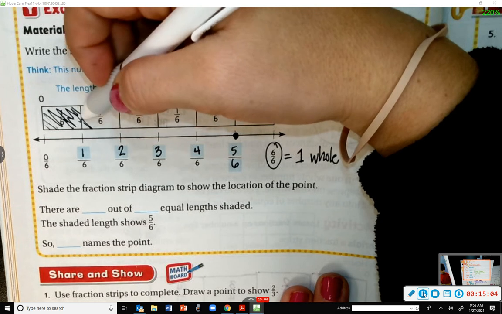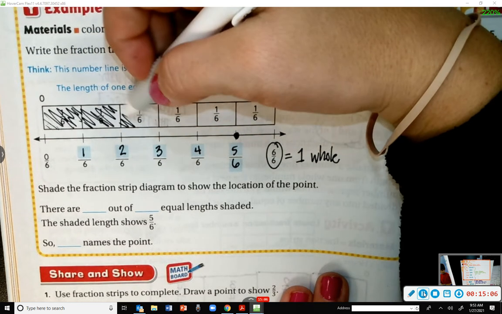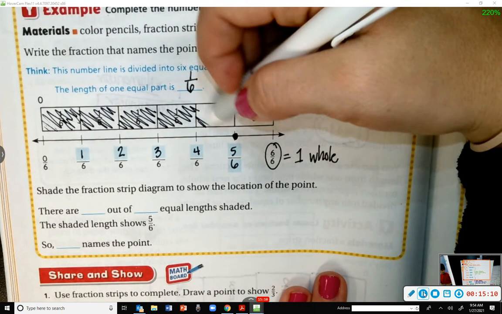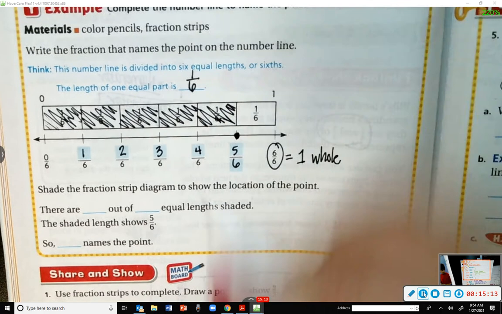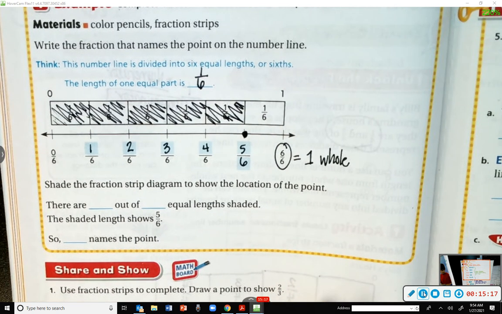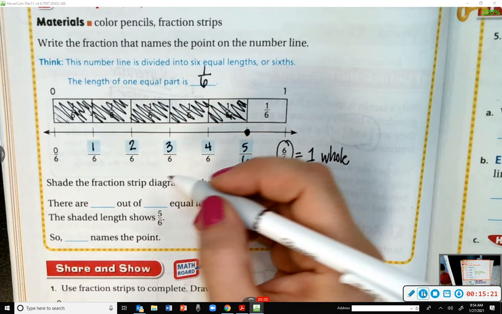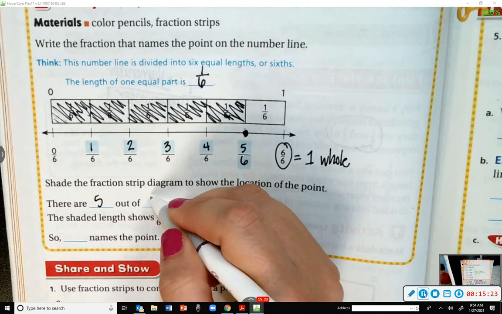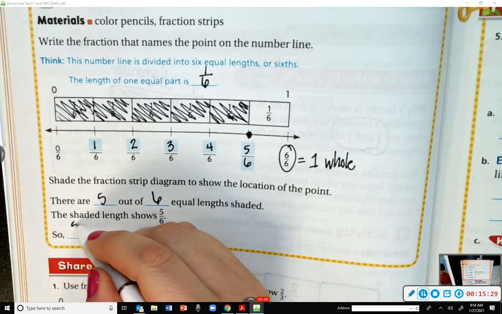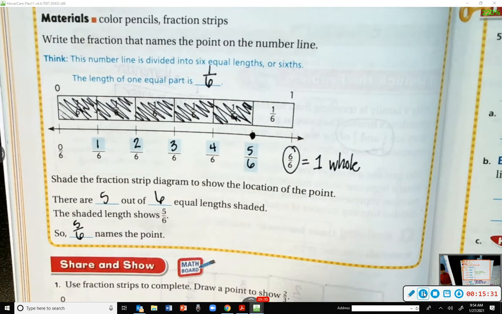Okay, so that's 1/6, 2/6, 3/6, 4/6, and 5/6 that we shaded in. 5 parts. So now there's 1/6. So there are 1/6. 5 out of 6 equal lengths shaded. So that names the point as 5/6.